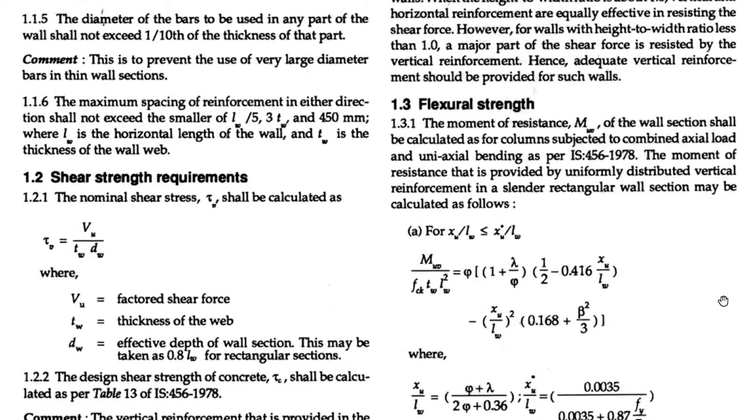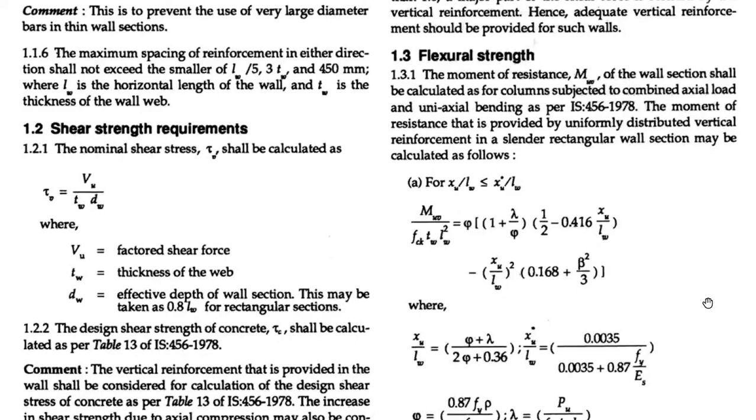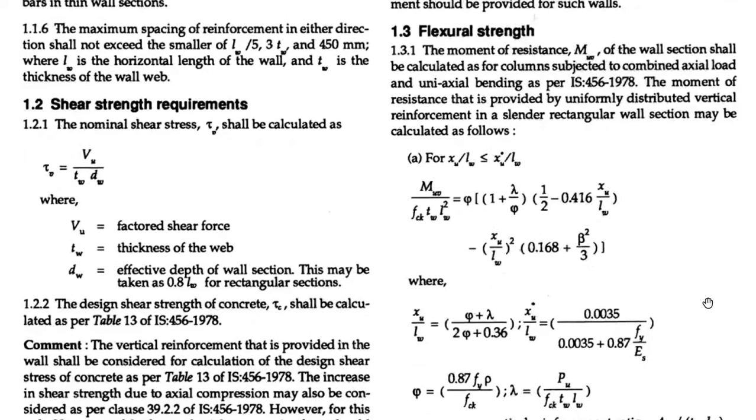For xu by Lw less than or equal to xu0 by Lw, Muv divided by fck Tw Lw square equals (1 plus λ by 5) times (1/2 minus 0.416 xu by Lw) minus (xu by Lw) square times (0.168 plus β square by 3), where xu by Lw equals (5 plus λ) divided by 25 plus 0.36 and xu0 by Lw equals 0.0035 divided by (0.0035 plus 0.87 fy by Es).